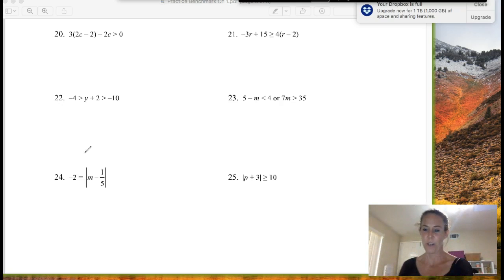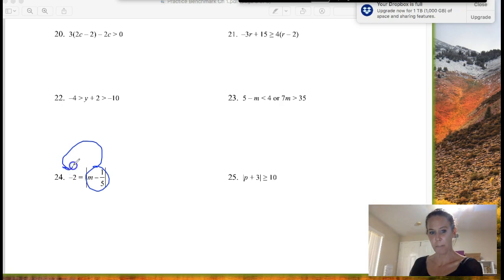Never, never, never. When I take the absolute value of something, I get a positive number. How could I take the absolute value of this blob and have it equal a negative number? I don't even have to work this problem. I already know it has no solution. Be very careful with that. No solution on that.